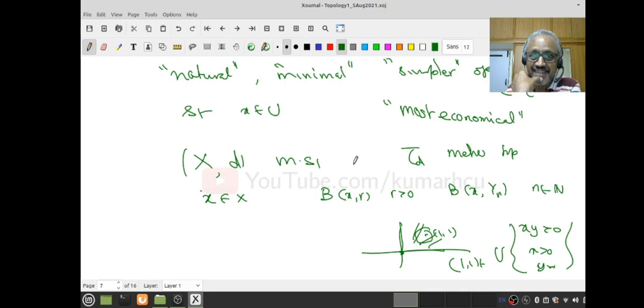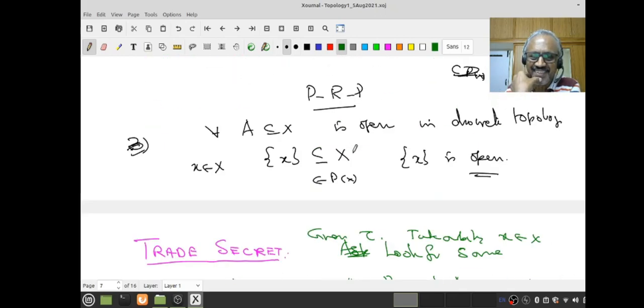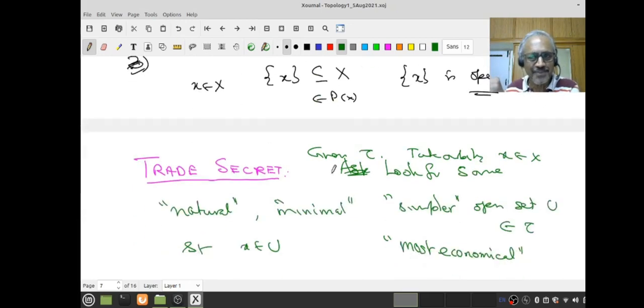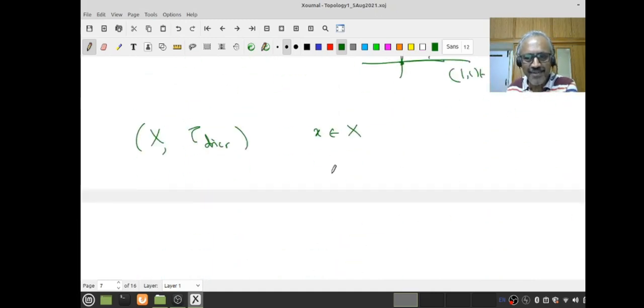Because I already said it for you, singleton X. X belongs to singleton X, right? Singleton is a subset. X is an element. X belongs to that. And what do you know about singleton X? This is open. Now you give me any open set U which contains X, then X belongs to singleton X, and singleton X is contained in U. Do you understand that? Are you following?